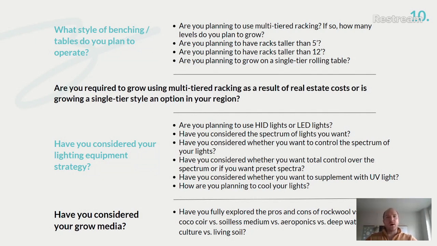Last piece is on a multi-tiered setting. If you are having racks that are taller than 5 foot or taller than 12 foot, the fire suppression requirements as it relates to the NFPA, the National Fire Protection Association or agency, they have differing rules and regulations that you have to achieve to be able to get approval by your local fire marshal. And this just adds additional engineering complexity and extra cost on your fire suppression system to achieve those standards versus having a single tier rolling table. I do know, there are pros and cons to multi-tier versus single tier. Just understand why you're making that decision.